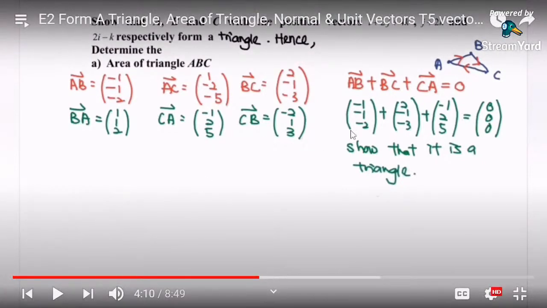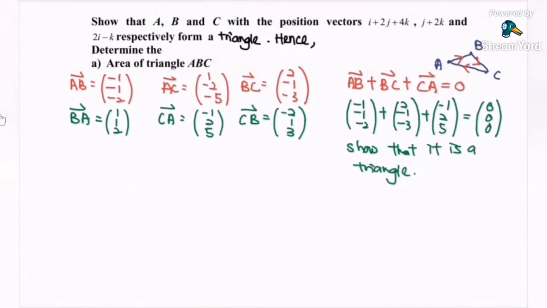Okay, so refer to the formula. So AB plus BC plus CA. So when it is equal to 0 vector, so automatically we can say that it is a triangle. So itu adalah bahagian pertama, nak form a triangle. So next, nak cari area for triangle ABC. Next, what we have to do is to find the area of triangle ABC.